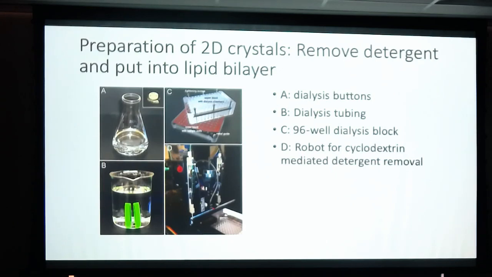Another way to remove the detergent is to add a chemical called cyclodextrin. Cyclodextrin basically binds detergent. So you can add a little bit of cyclodextrin over time to your solution, and it will bind the detergent and sequester it away from the lipid, and then you can get into micelles that way. The main purpose of using that was so that a robot could be set up to add different amounts of cyclodextrin to different solutions, and you could set up an array of screening conditions in order to get crystals.